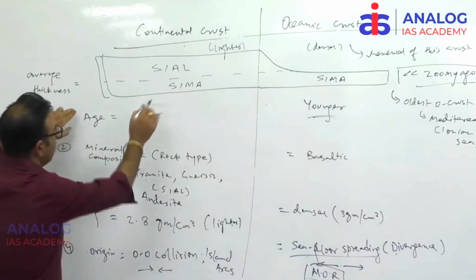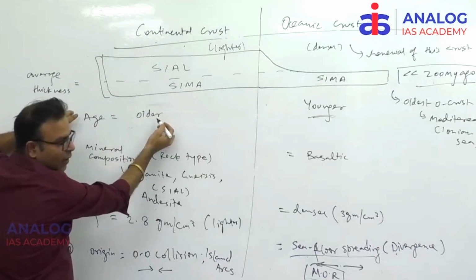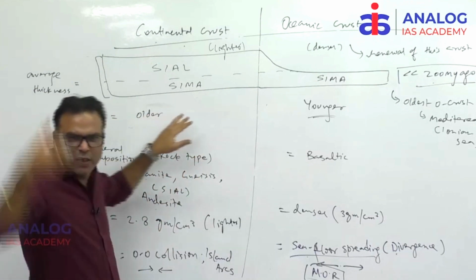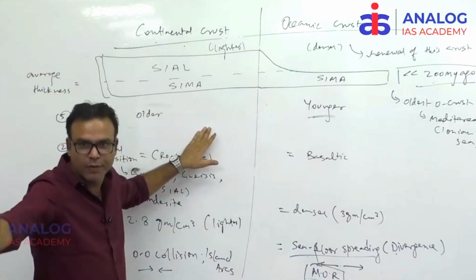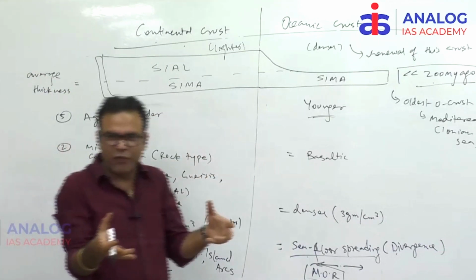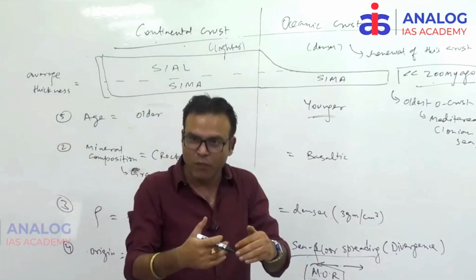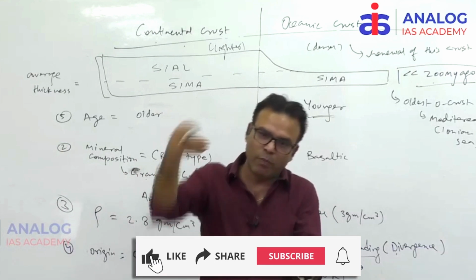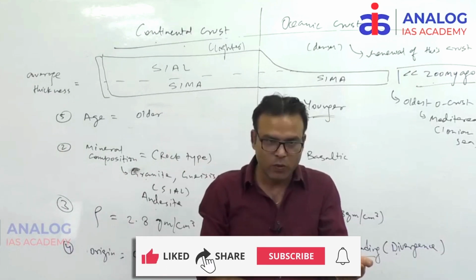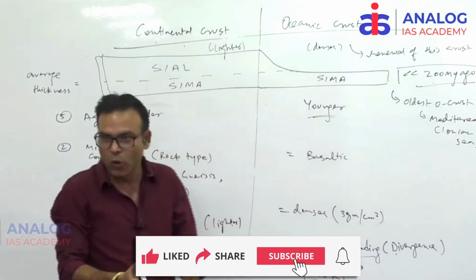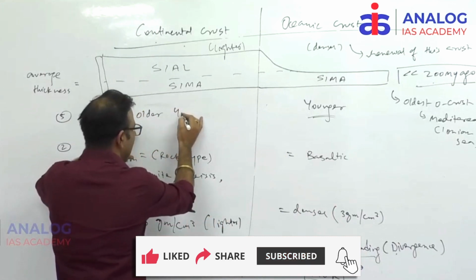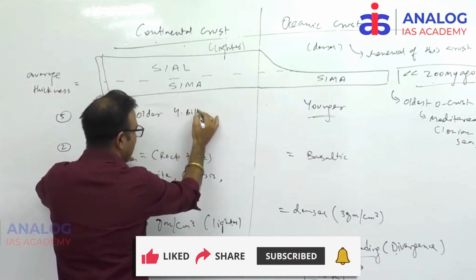So now which is older? Continental. Since it is lighter, once it gets formed, it does not go back into the mantle again. So as a result, it remains older. You will find rocks around 4 billion years old too.